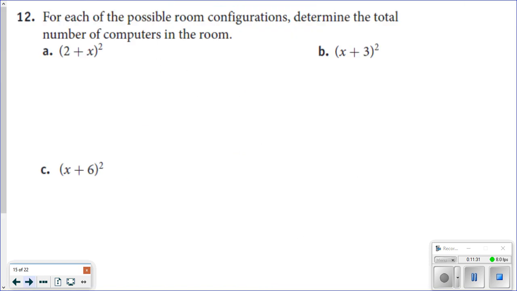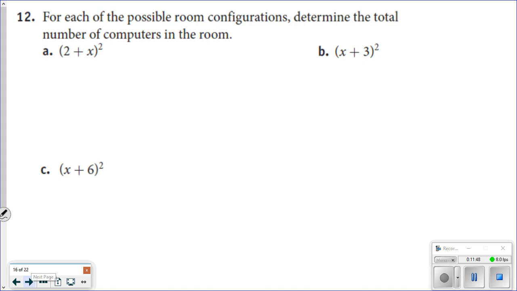So in the book, page 372, I want you to work on questions 12A, B, and C.